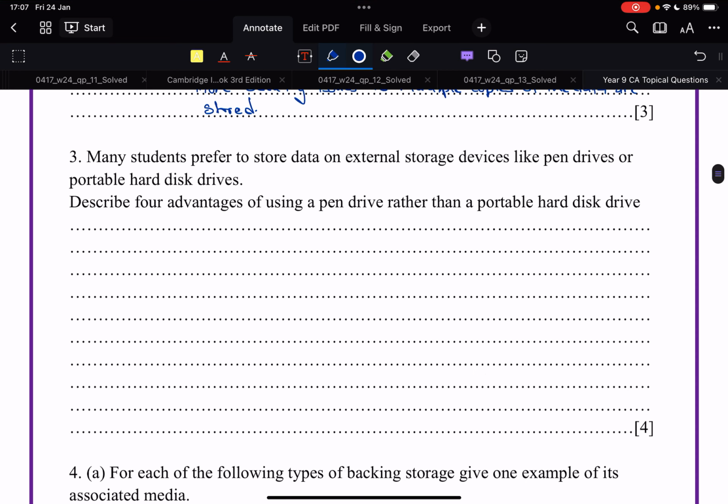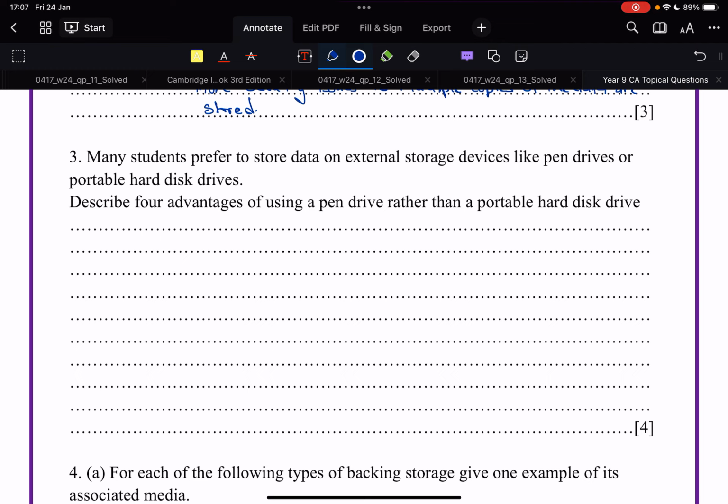Let's look at this question. Many students prefer to store data on an external storage device like a pen drive or portable hard disk drive. Describe 4 advantages of using a pen drive rather than a portable hard disk drive.